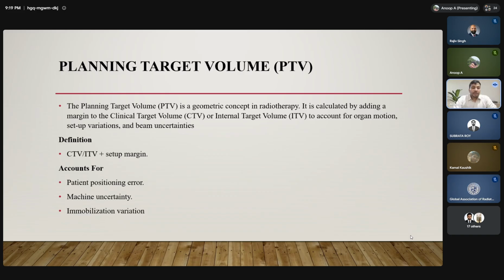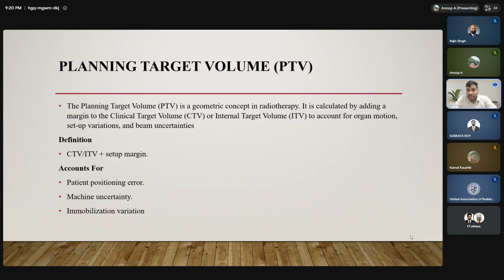Next, the PTV. What is the PTV? The planning target volume is a geometrical concept in radiotherapy. It is the final, outermost volume mapped by the clinical team. The PTV represents the entire treatment zone that the linear accelerator is programmed to hit. The definition of PTV: CTV or ITV plus setup margin. It accounts for patient position errors, machine uncertainties, and immobilization variation.